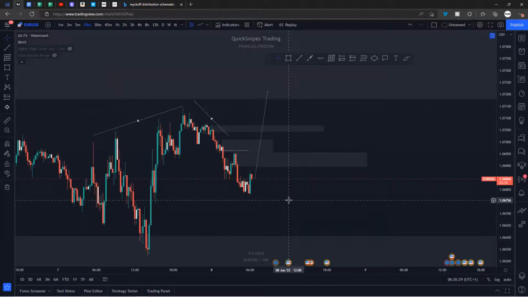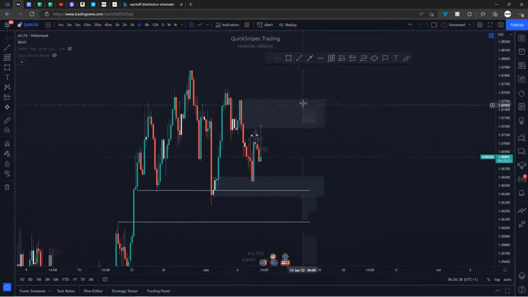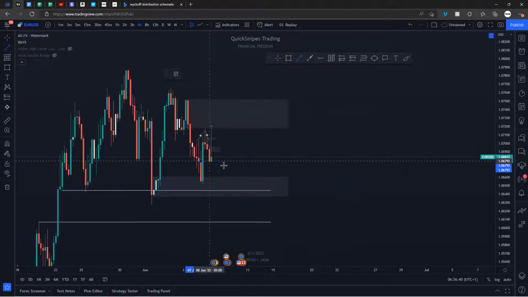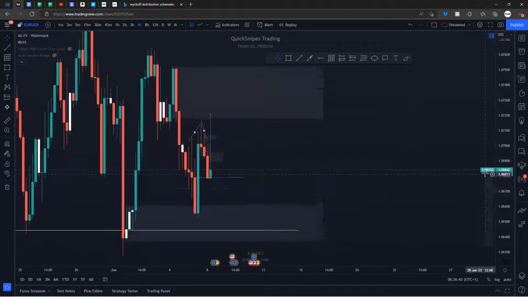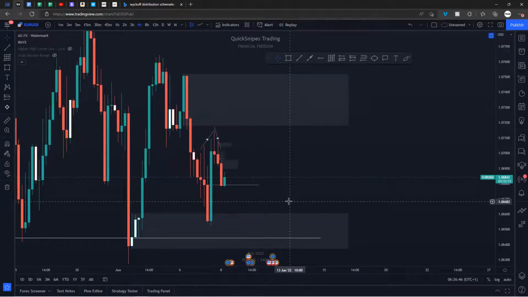So it will be difficult for price to come right back up, but I'm sure over the course of the next few hours, reacting off of this area of demand, we should be able to get that push up that we need.